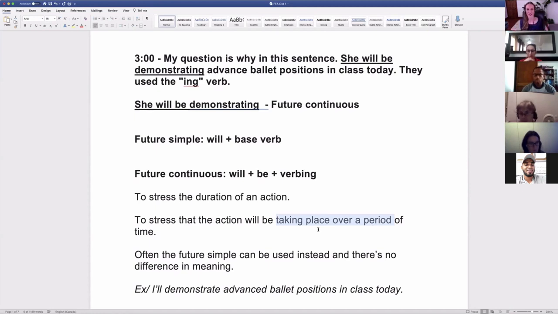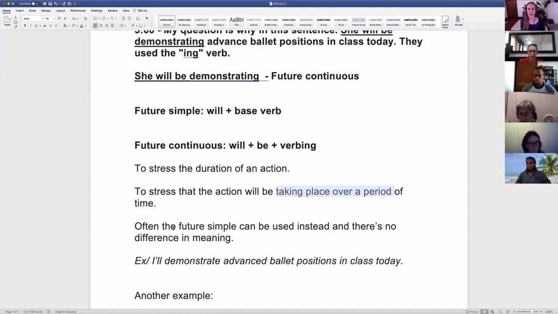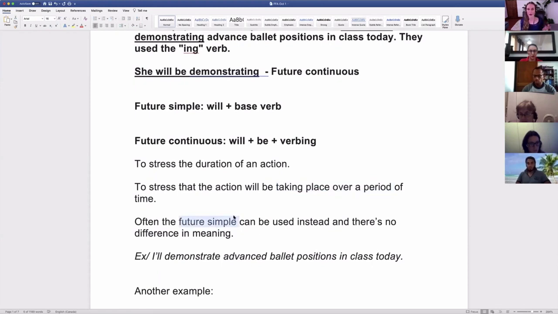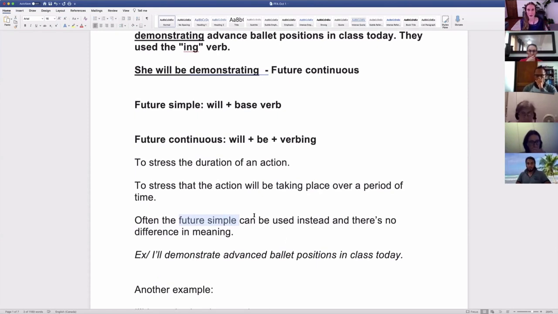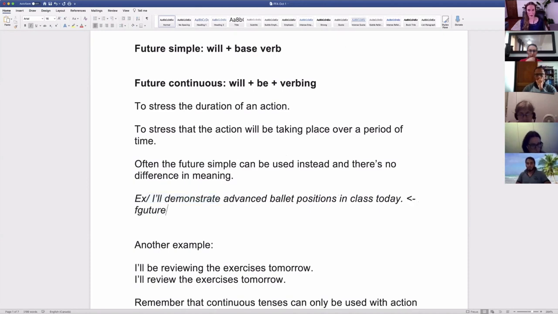Now, here's the thing. The future continuous is not the most common verb tense, mainly because native speakers will just use the future simple instead. So often, the future simple can be used instead of the future continuous, and there's no difference in meaning. And that's what native speakers do a lot of the time. So for example, I'll demonstrate advanced ballet positions in class today. This is the future simple.